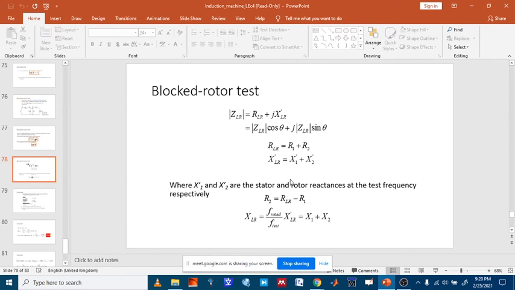You get it? Let's calculate XLR. We need XLR, not X prime LR. Just use this relation, the rated frequency over the test frequency, times X prime LR, to calculate XLR. And the XLR is equal to X1 plus X2.